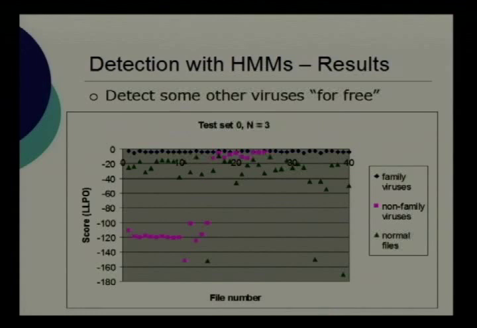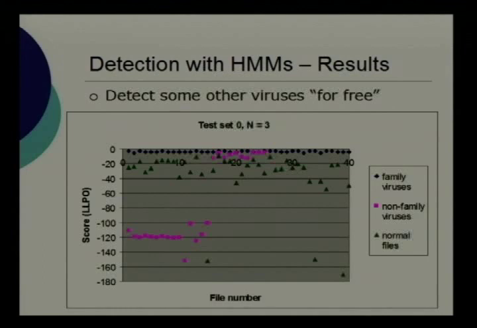If we include the other viruses in the test, we see that some non-family viruses scored very close to the family viruses, the ANVIC viruses. We take a look at those viruses. They are the VCL32 viruses, which showed some similarity in the similarity test. So we can say that the hidden Markov model detects some of these other viruses for free. I think the bottom line is that we never misclassify a normal program. We would not say a normal program is an ANVIC virus. But for some viruses, if they have some similarity to the ANVIC program, they would show a higher score, which is what a hidden Markov model would do.